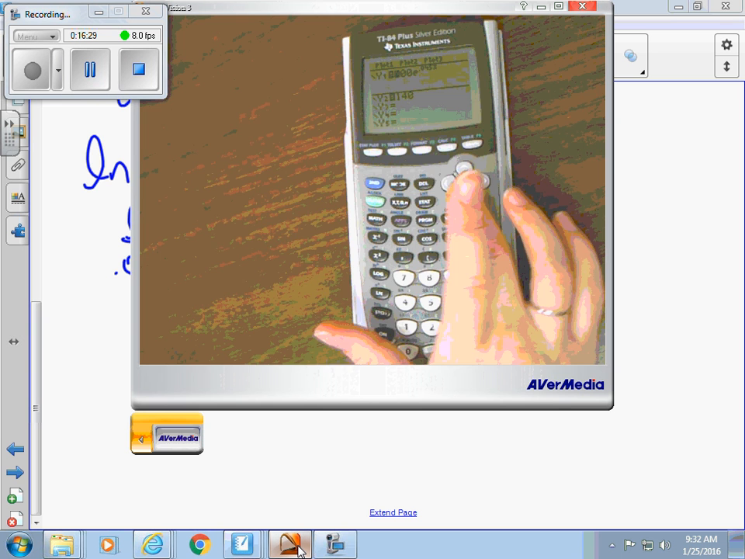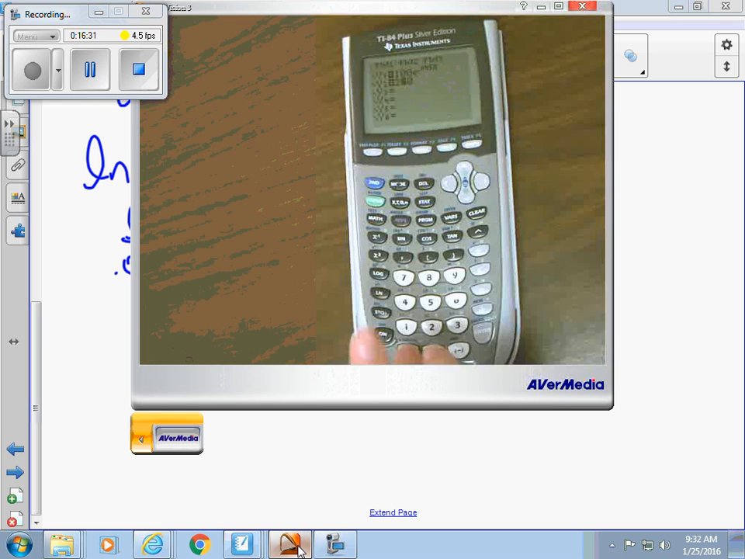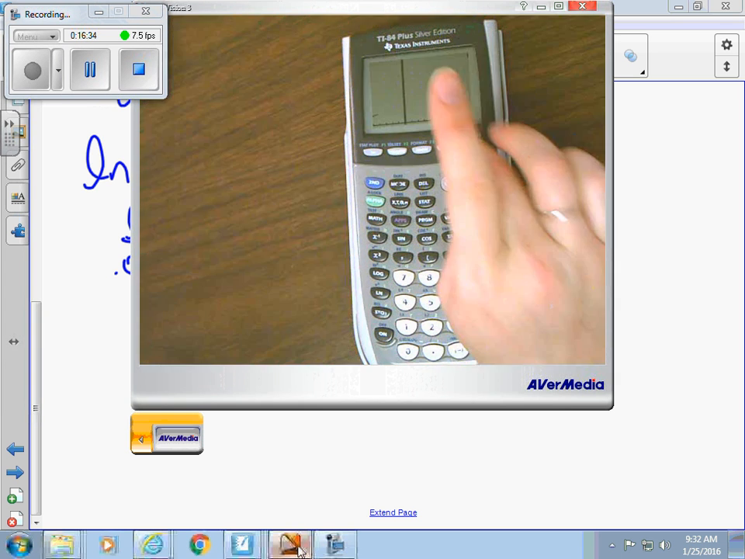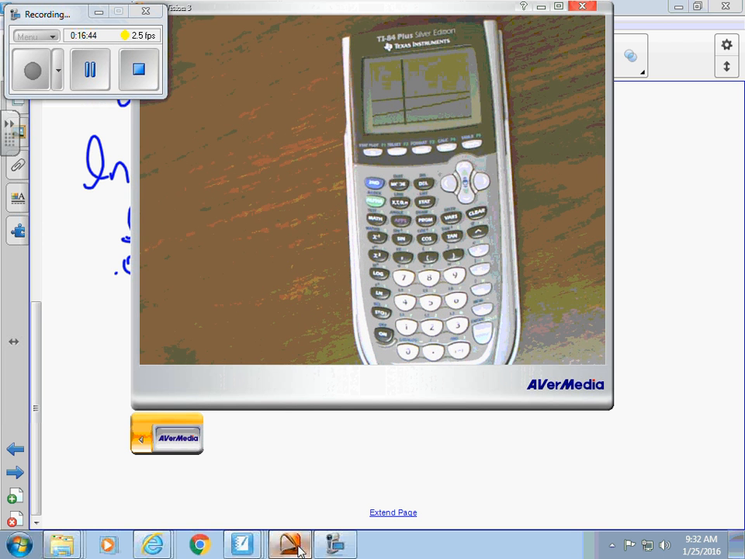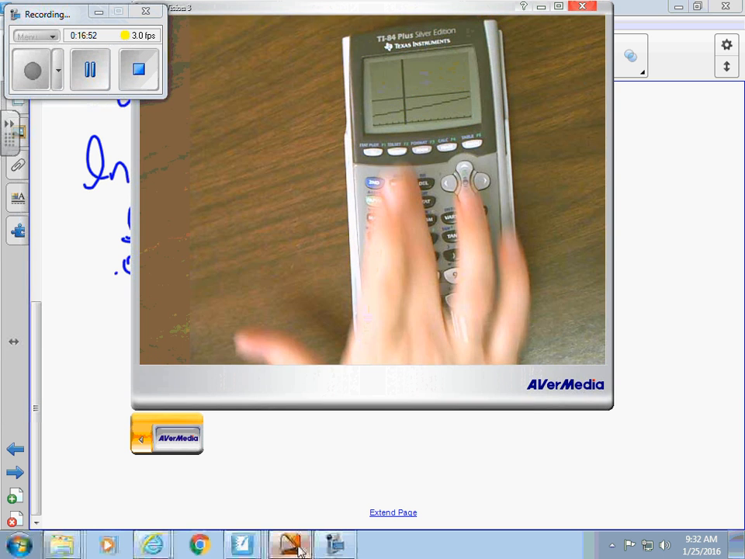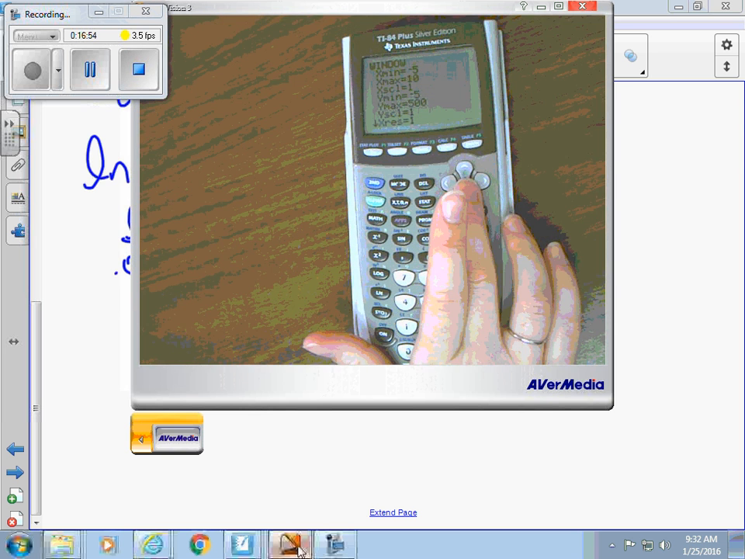I'm going to put 200 in Y2. You will notice that this intersection does not fall in the window I have chosen. Do you agree with that? So what do I need to do? Good. Which part needs to change to 20? The X max needs to change to 20. Everyone agree with that?